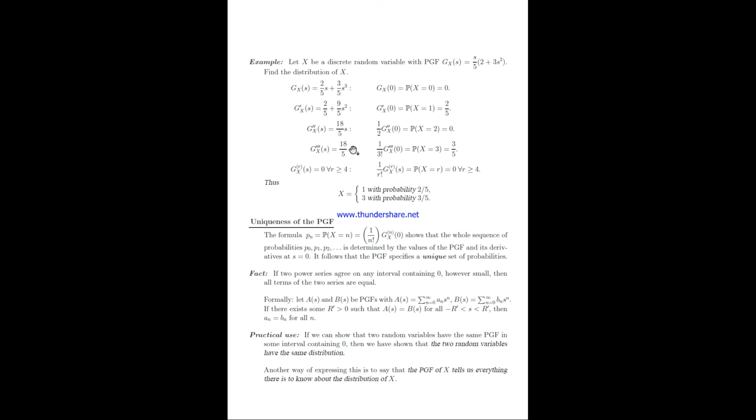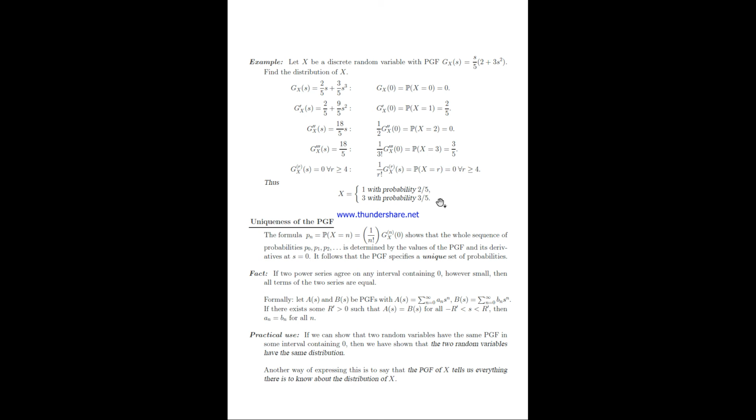When you go for the fourth derivative, it's 0 because you have a constant there. So we don't have to go for more derivatives, because all of them will be equal to 0. You can just write that the r-th derivative of the generating function, when r is greater than or equal to 4, adds up to 0. So the probability will also be equal to 0.